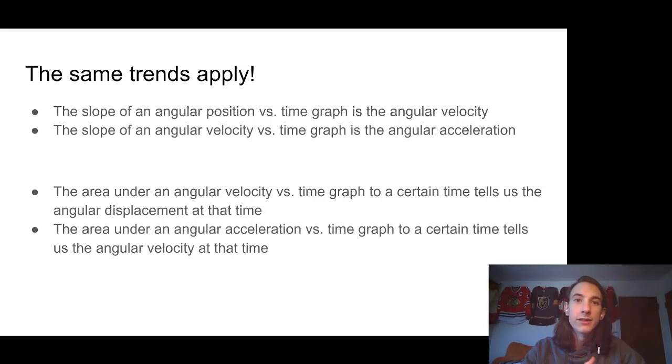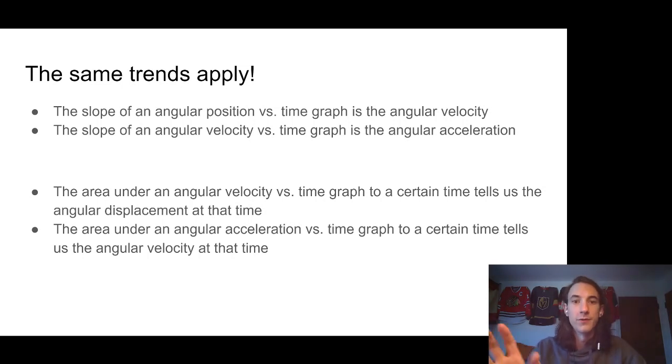When we looked at linear kinematics, we said the slope of position versus time is the velocity. It's the same idea. The slope of an angular position versus time graph is going to tell us the angular velocity. And taking it to the next step, the slope of an angular velocity versus time graph is going to tell us the angular acceleration. So we saw that with linear. Same thing applies for rotational or angular.